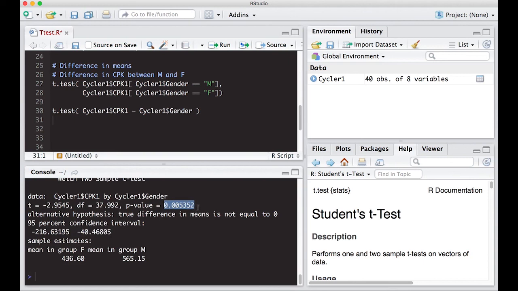The p-value is still the same, and the group means are still the same. But it does change that because it puts things in alphabetical order. So F comes before M, and that's why it flipped the sign around, because above we had M before F. Okay, so now that we know how to use t.test in R, we should be able to do lots and lots of t-tests very quickly and very easily. Okay, let's move on to the next video.